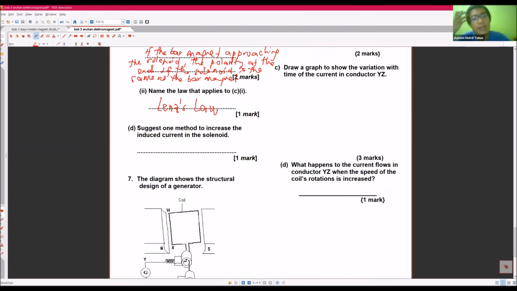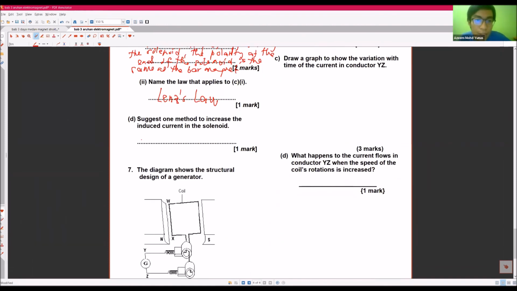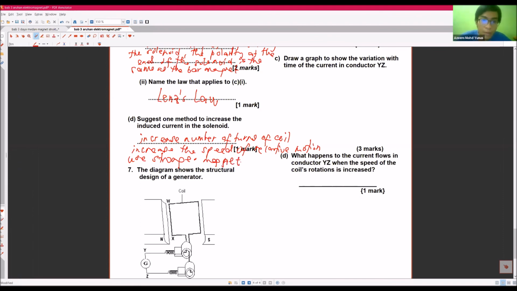Suggest one method to increase the induced current in the coils. Increase the speed of relative motion. Other than that, always put the factors of resistance if you want to add at the final answer.